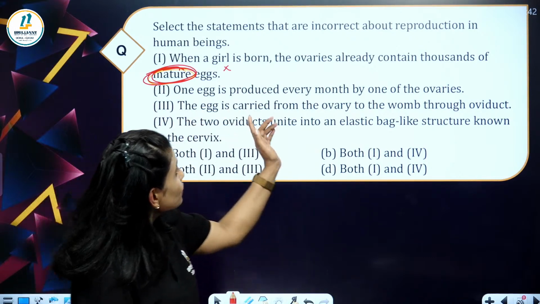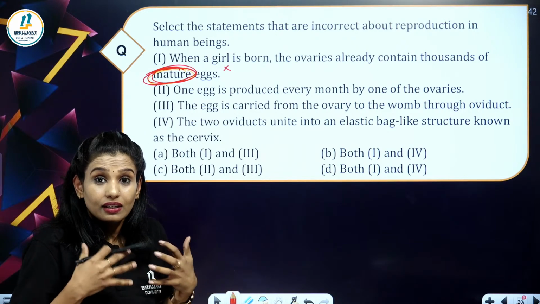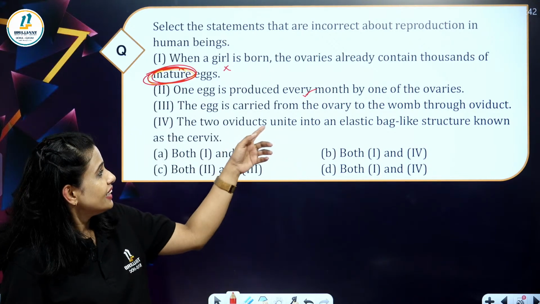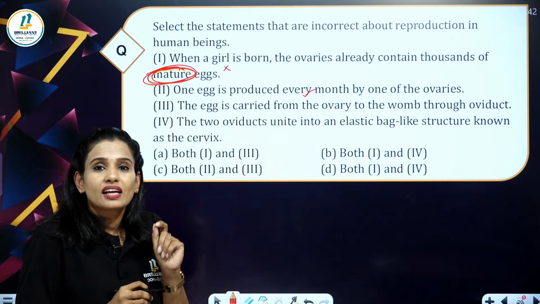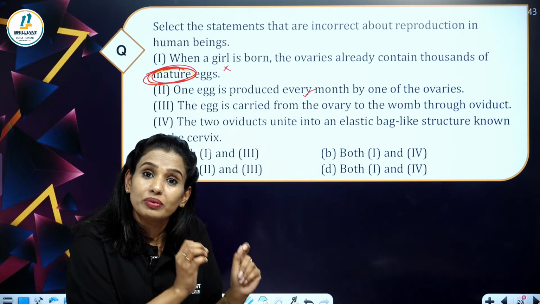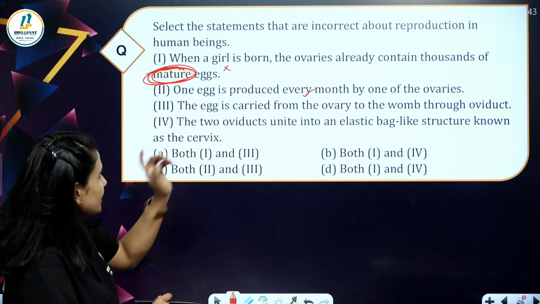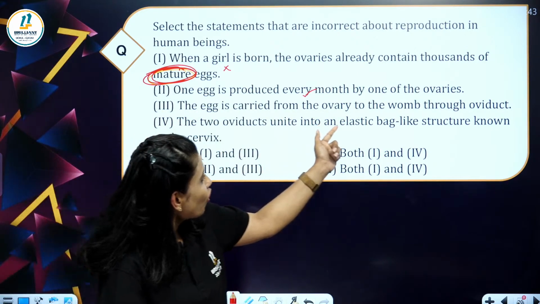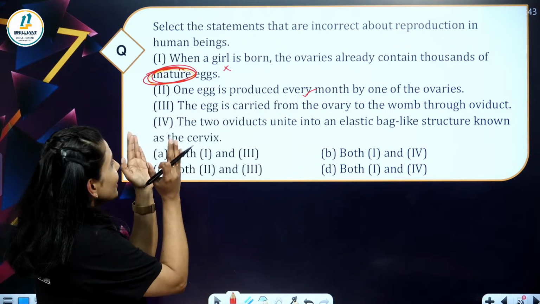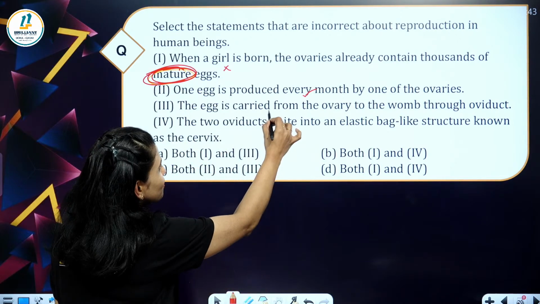One egg is produced every month by one of the ovaries. Yes, it is correct. Eggs will be produced each and every month, right? That is called a menstrual cycle. During menstrual cycle, one egg will be released from ovary. So that is correct. The egg is carried from ovary to the womb through oviduct. Yes, that statement is also correct.